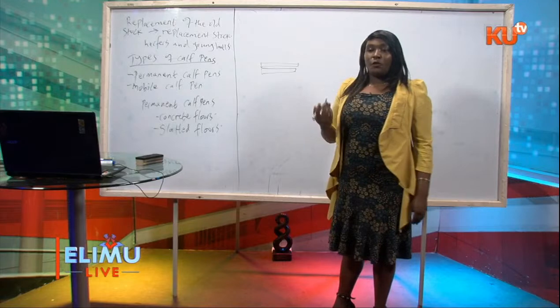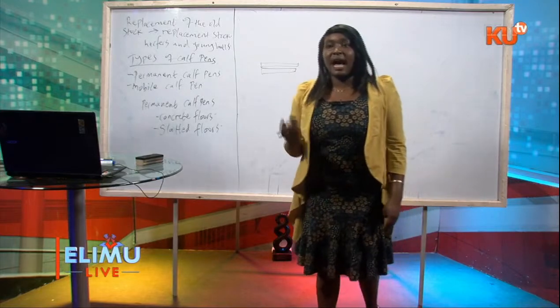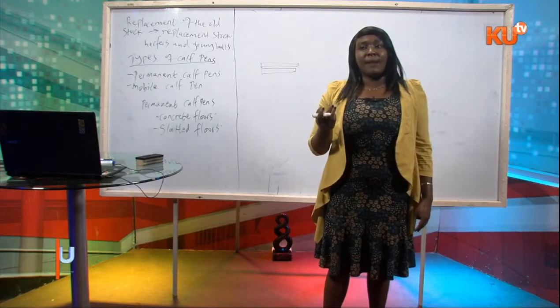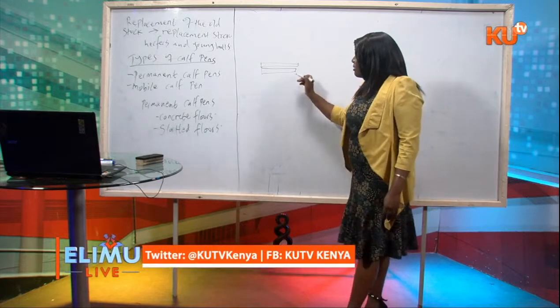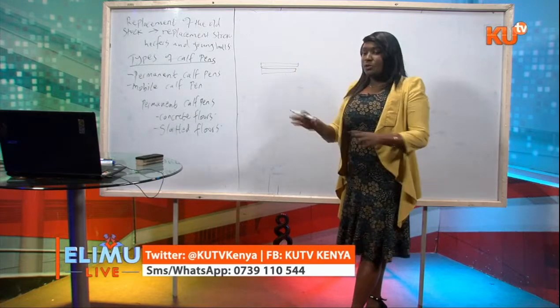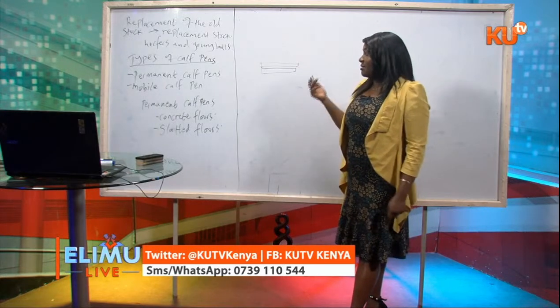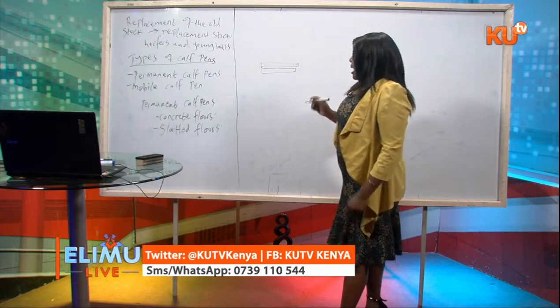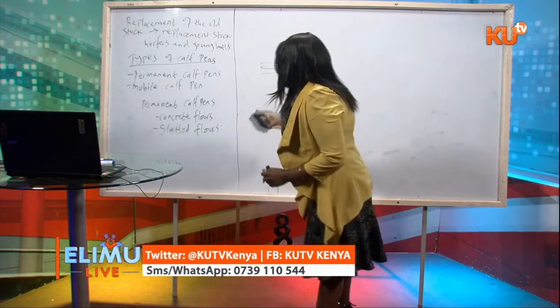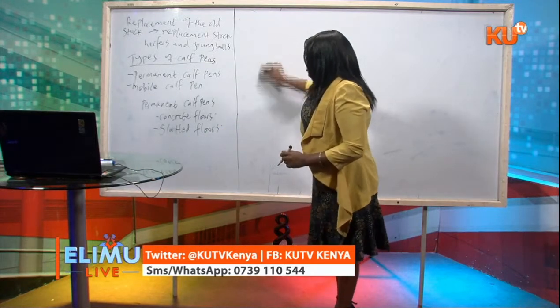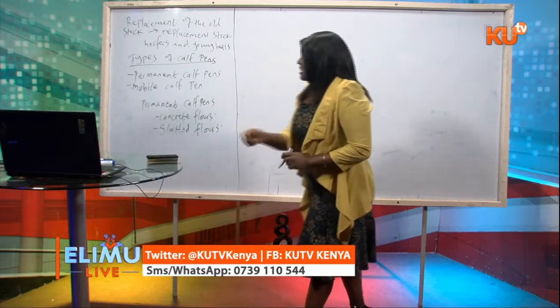The concrete one, of course, is where you mix the sand and the ballast to come up with the final concrete. And then you put it on the floor as you construct the calf pen. So those are the permanent calf pens. They are two: we have said the concrete and the slated.